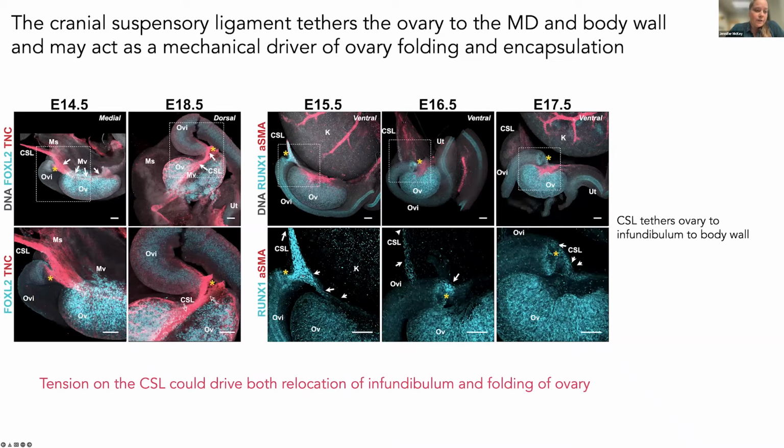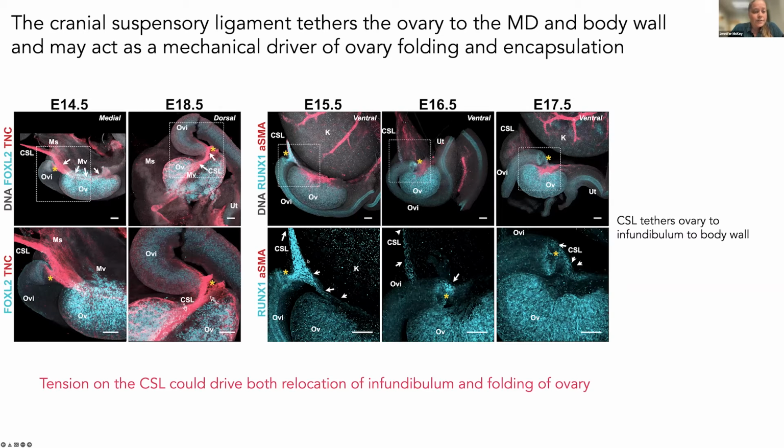So we looked at this in a little more detail here on isolated ovary mesonephros complexes, and we found that the cranial suspensory ligament lines the entire medial edge of the ovary and seems to be attached here near the anterior pole, and also seems to link back to the infundibulum of the oviduct. And after the ovary folds, the cranial suspensory ligament is relocated and now runs across the entire medulla of the ovary. And this relocation was consistent with an attachment of the cranial suspensory ligament to the original anterior region of the ovary and to the infundibulum of the oviduct.